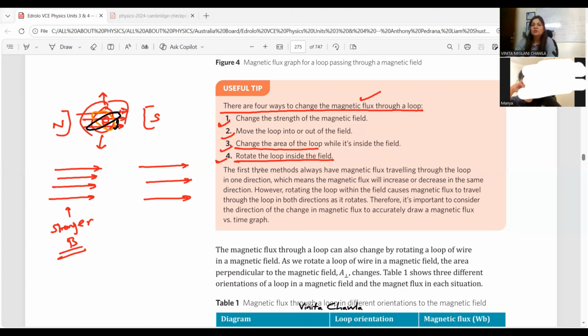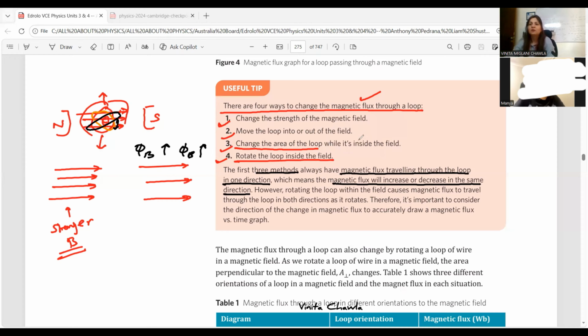Okay. So in the first three methods, magnetic flux traveling through the loop is in one direction, which means magnetic flux will increase or decrease in the same direction. Suppose I am using a weaker magnetic field, then magnetic flux will decrease. If I am using a stronger magnetic field, then magnetic flux will increase accordingly, right? And if I move the loop into or out of the field, again the magnetic flux will change accordingly, either decreases or increases.